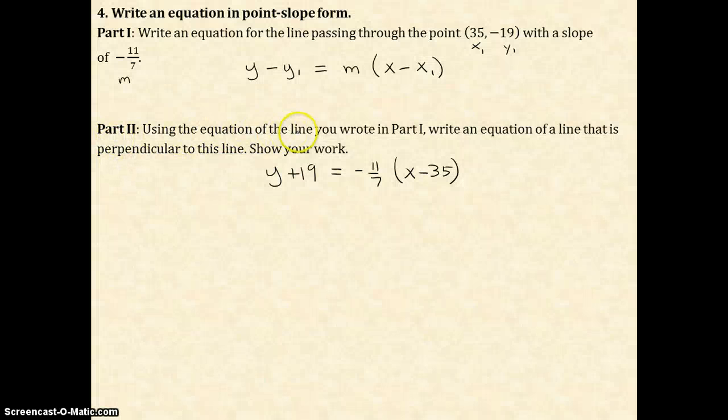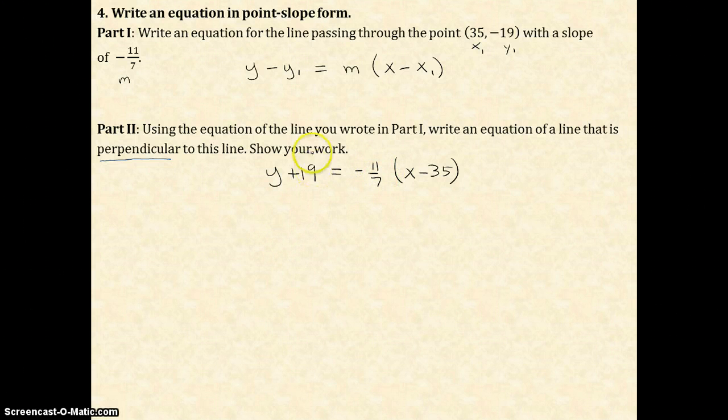And now using the equation we wrote in part 1, we're going to write an equation of a line that is perpendicular to this line. So perpendicular means that the slope is the opposite reciprocal. So if your slope is a whole number, it's negative 1 over that number. If your slope is a fraction, you change the sign and then flip it over.